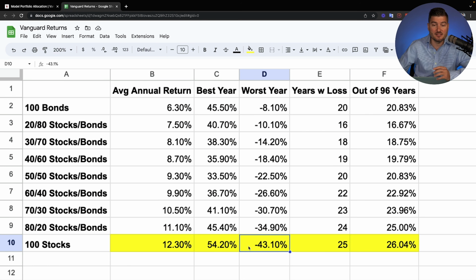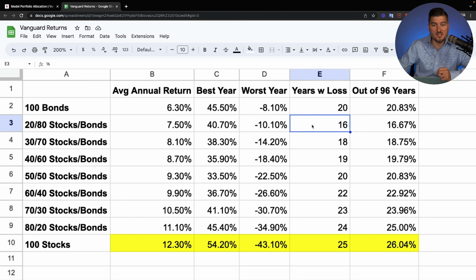Well, so to put things into perspective, if you look at the great financial crisis of '08, or if you look at COVID in March 2020, we're closer to that -43 than the -8. So just use that as kind of like a metric in your brain to see if you'd be able to deal with that emotionally.